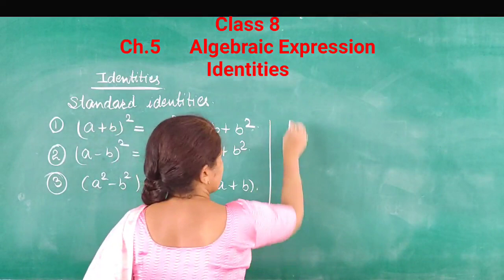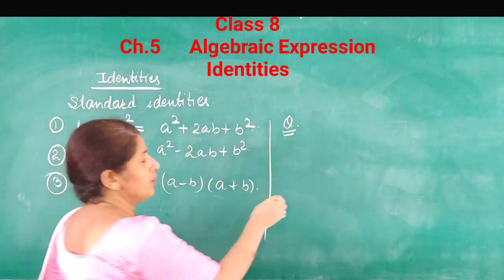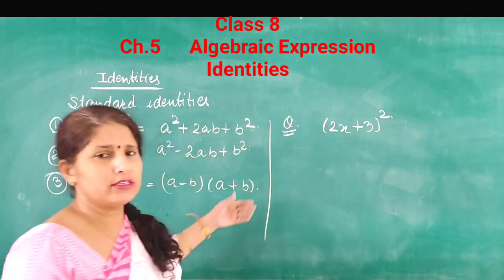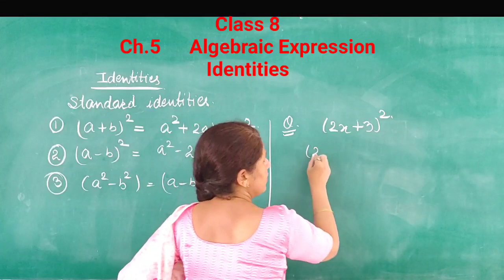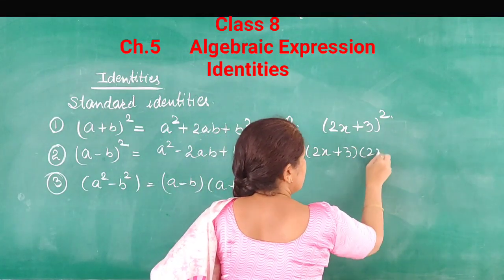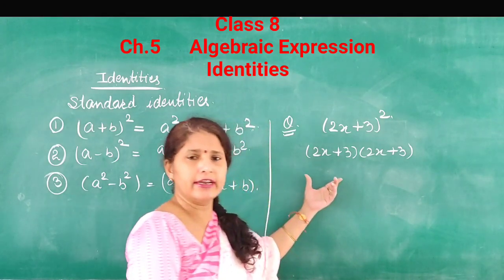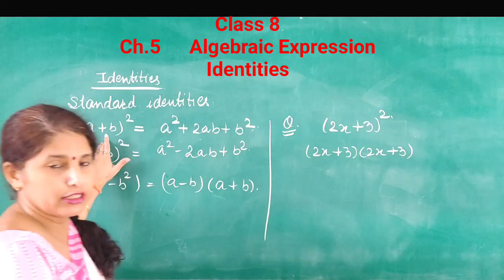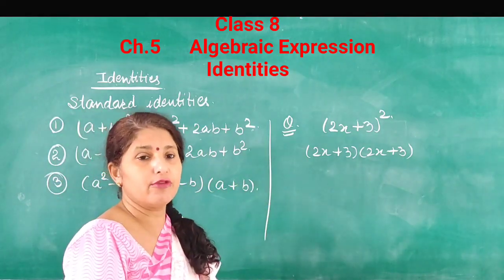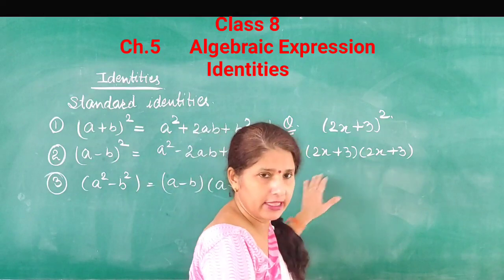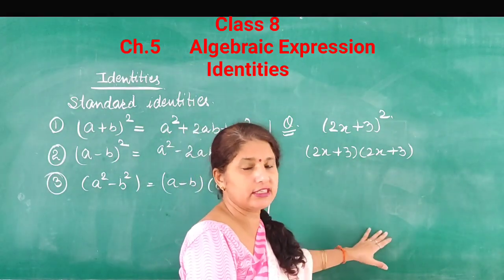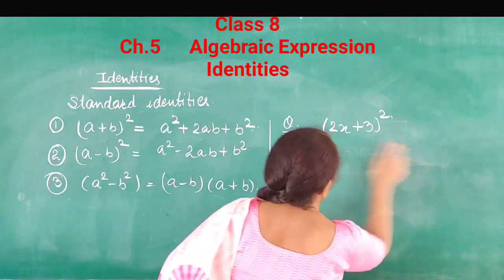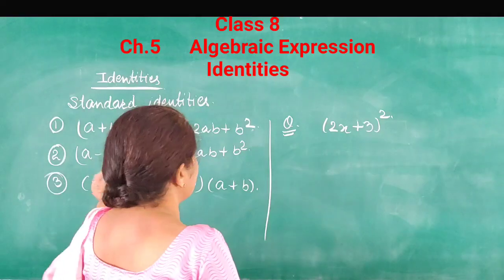So now the first question: you have to solve 2x plus 3 whole square. You can solve this by writing 2x plus 3, 2x plus 3, multiplying, and getting the answer. But what is the use of identity? While using the identity we get our answer within one step. As we multiply these two, within 3-4 steps we will get the product and this is the answer. But while using the identity, we directly get the answer.